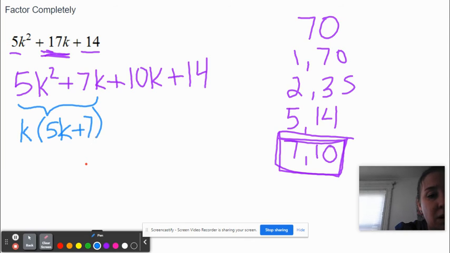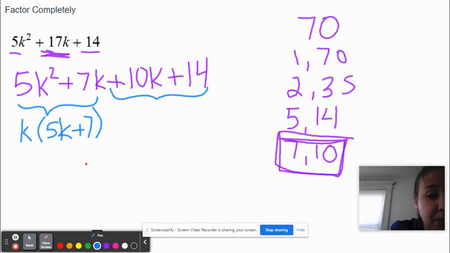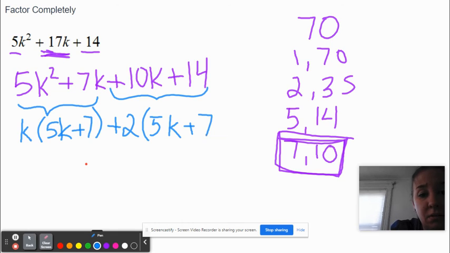All right, what about this part? What is the greatest common factor of 10 and 14? And the answer would be a positive 2. And what's left inside? 2 times what is 10k? 2 times 5k. 2 times what is 14? Positive 7. So again, 5k plus 7, 5k plus 7.